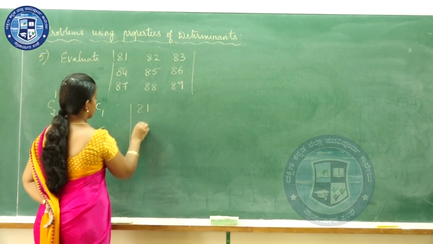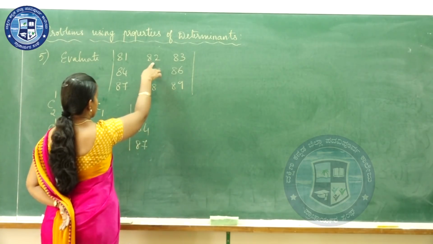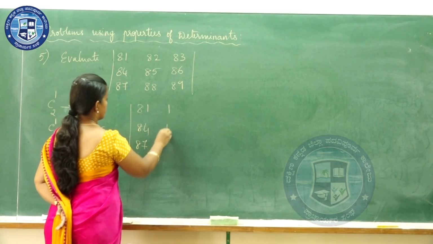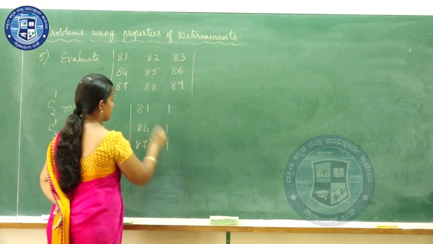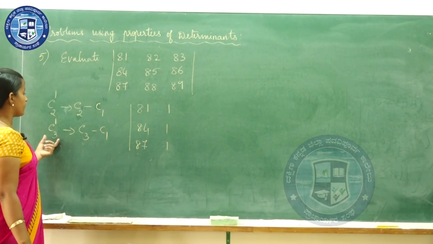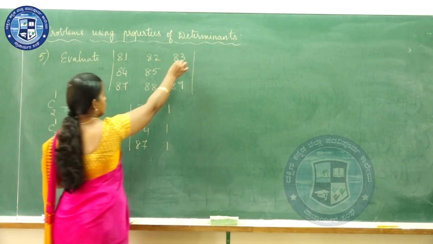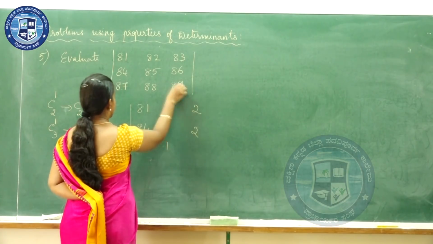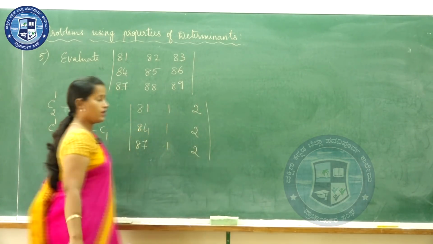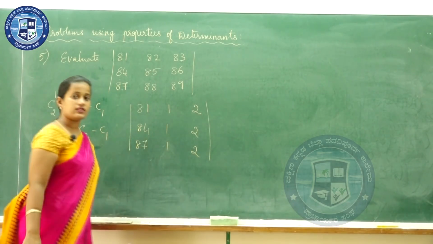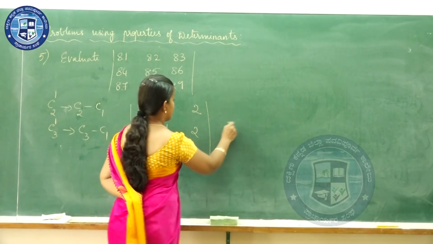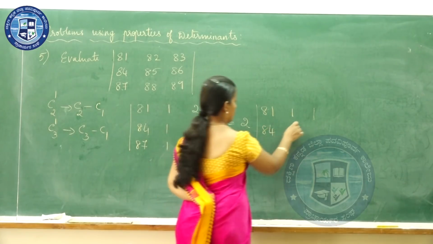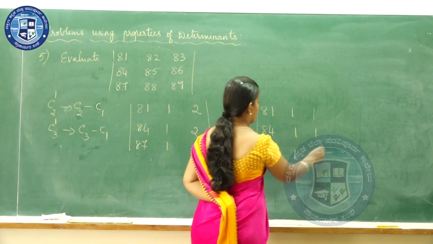So column 1 is unaltered as it is. So here 82 minus 81 is 1, 85 minus 84 is 1, 88 minus 87 is 1. Column 3 I need to replace with column 3 minus column 1. So 83 minus 81 is 2, 86 minus 84 is 2, 89 minus 87 is 2. Now if you observe, 2 is common here in the third column, take it out. So what you will get? 2 if you take out, 81, 1, 1, 84, 1, 1, 87, 1, 1.